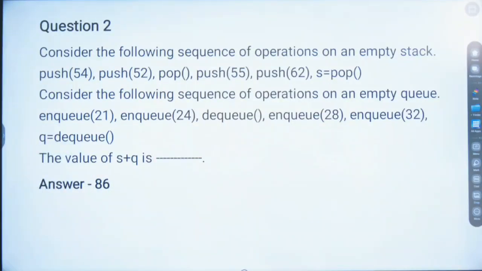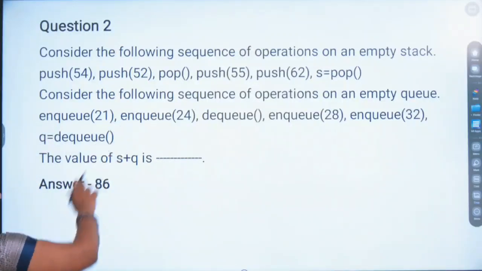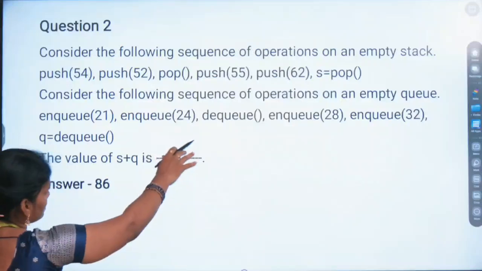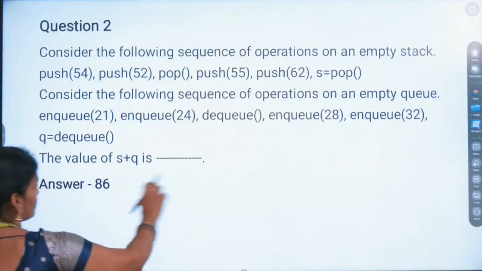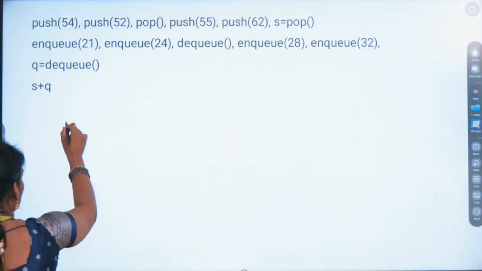Next, the second question is: consider the following sequence of operations on an empty stack. They have given some elements and also the pop function. The first element to be pushed onto the stack is 54.